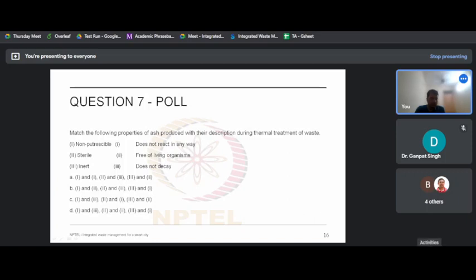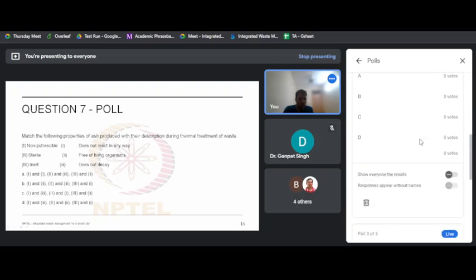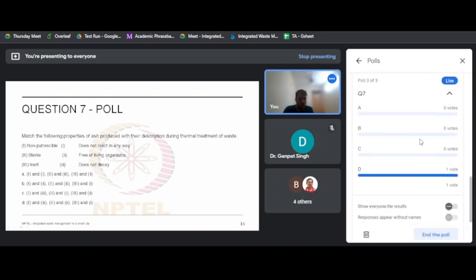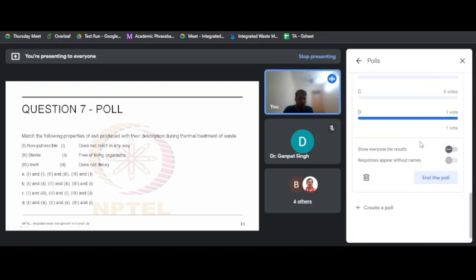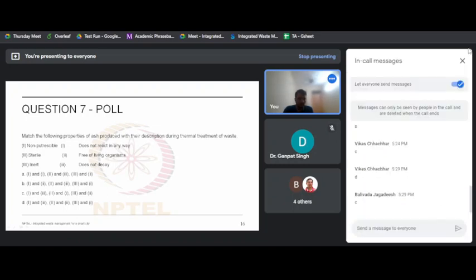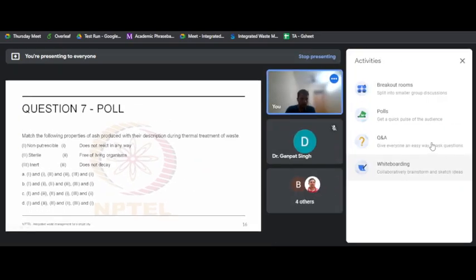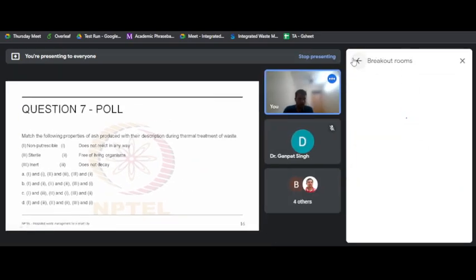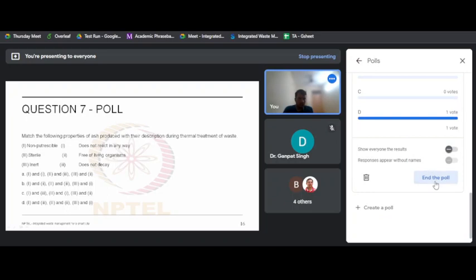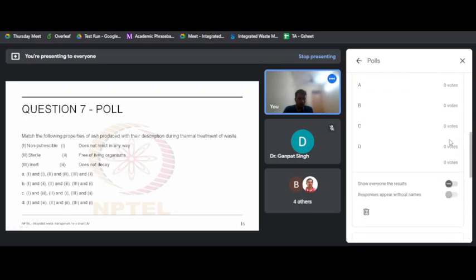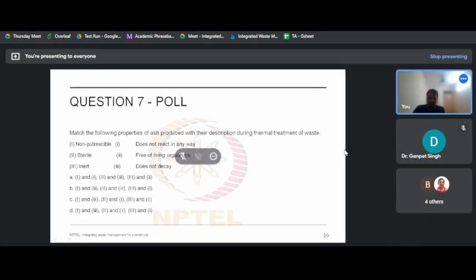Any more responses? I think there is one response in the poll for D. I think two responses, B and C, in the chat. Close the poll now. Let's start. Someone sent D in the chat. Okay.